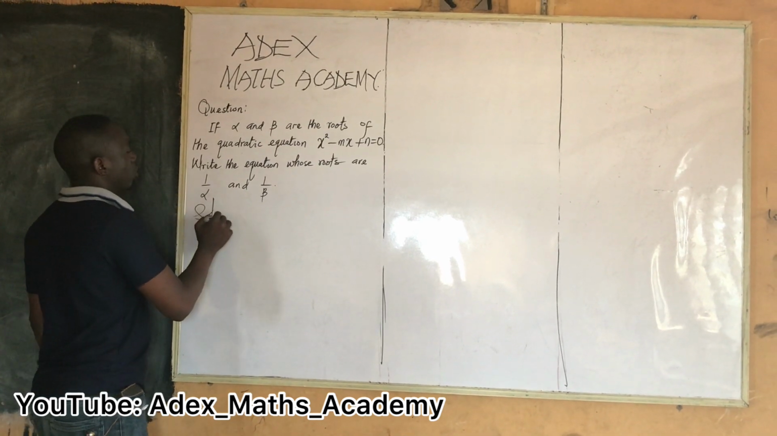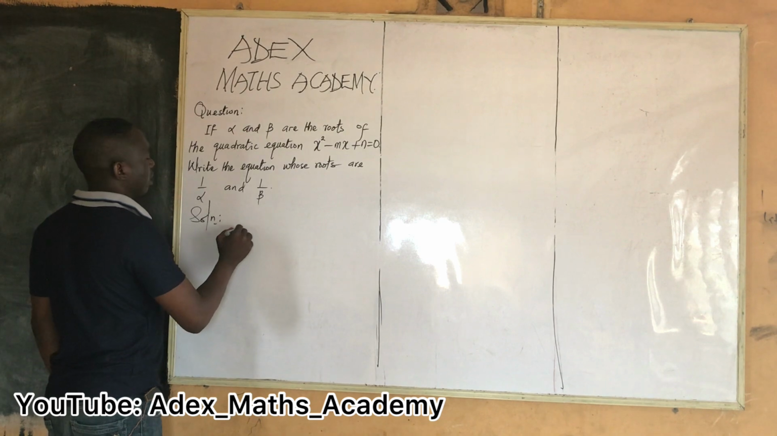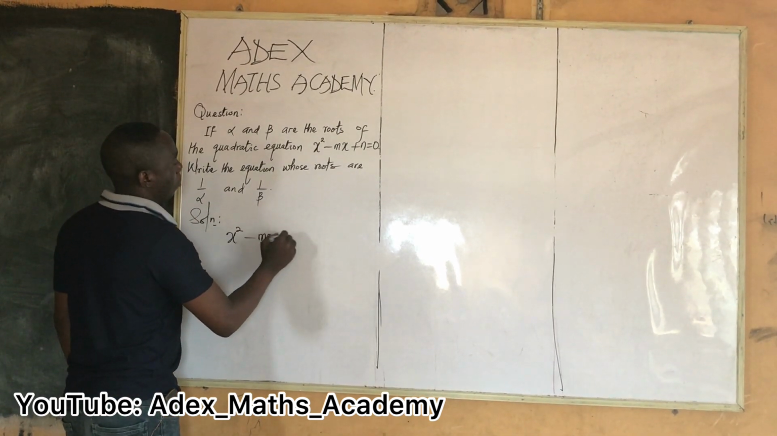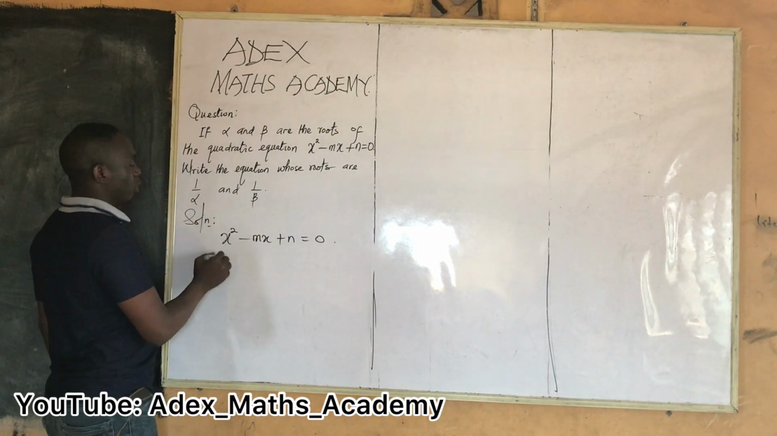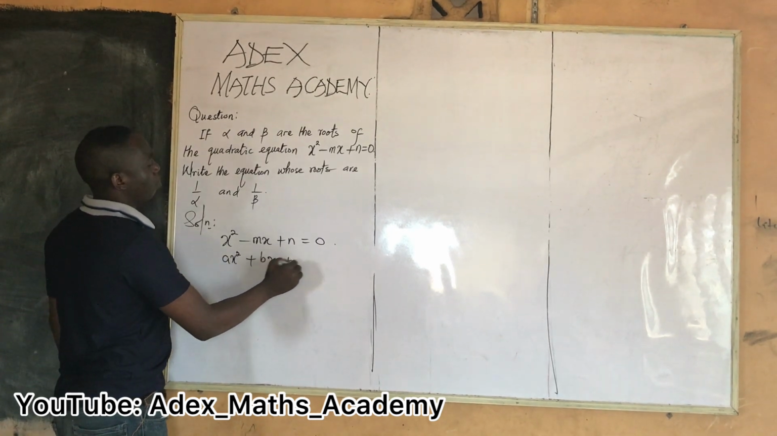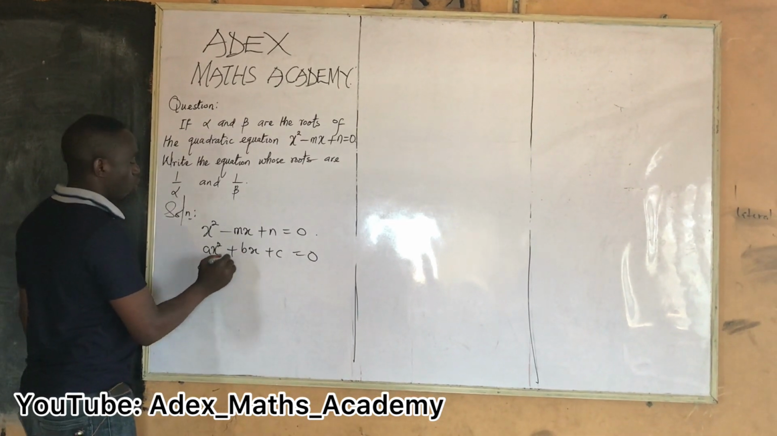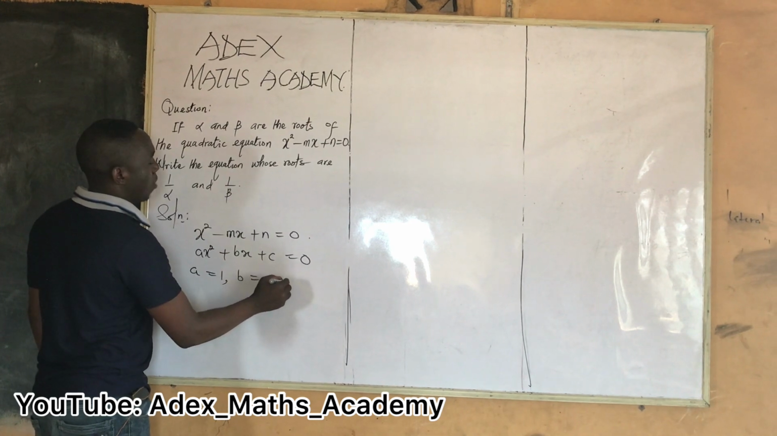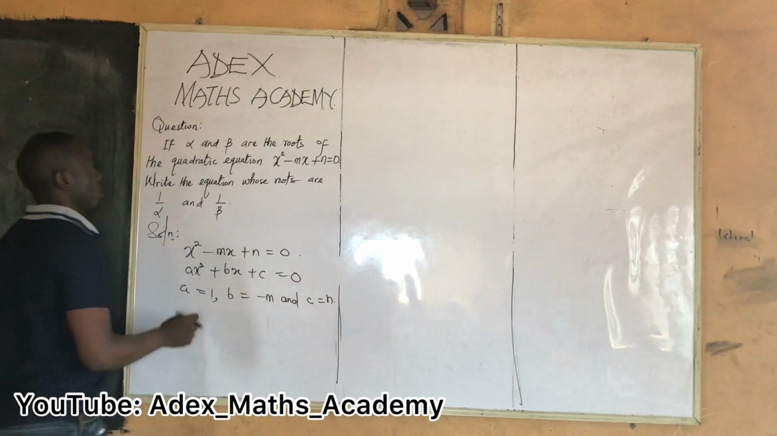Solution. How do we solve this question? Now, let us start from the given quadratic equation, x squared minus mx plus n equals 0. And if we compare this with ax squared plus bx plus c equals 0, we find out that a equals 1, b equals minus m, and c equals n.